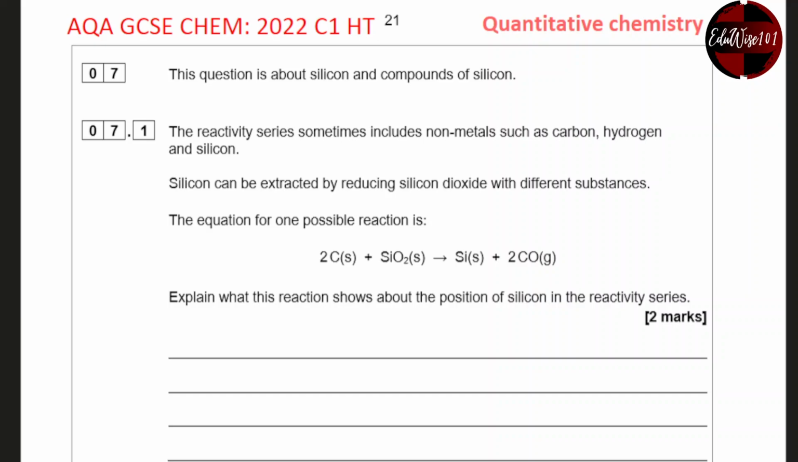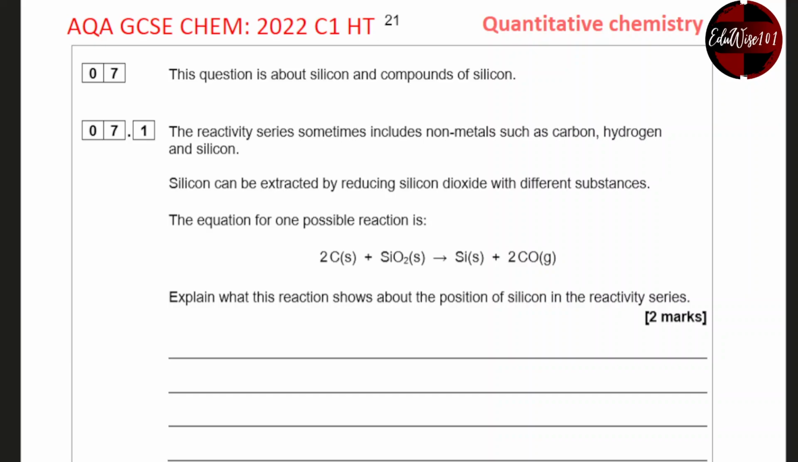The equation for one possible reaction is 2 carbon (solid) plus silicon dioxide (solid) produces silicon (solid) and 2 carbon monoxide, which is a gas. Explain what this reaction shows about the position of silicon in the reactivity series.